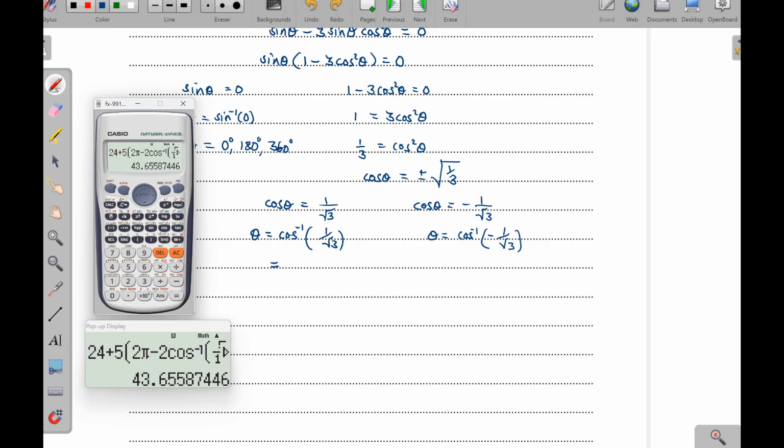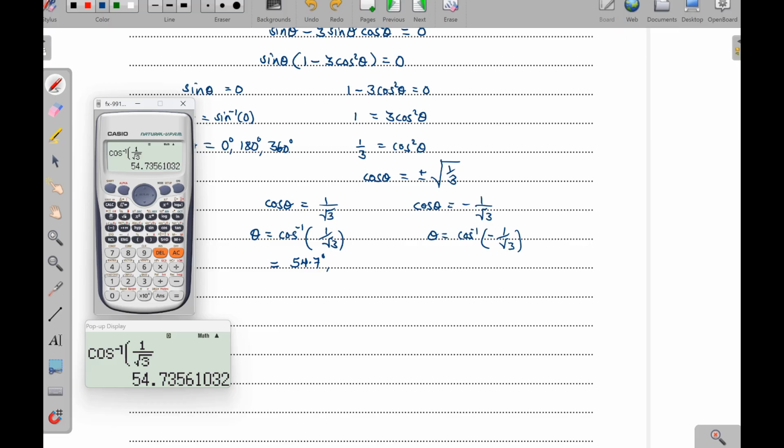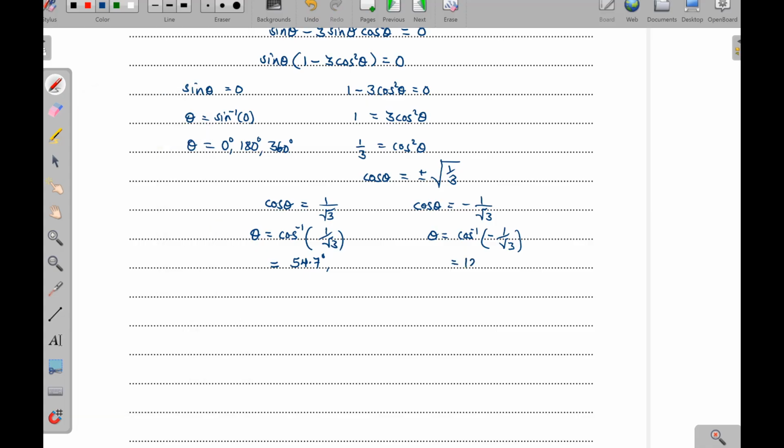Okay, so what do we get here? The calculator has to be in degrees because our domain is given in degrees. So I'll change this to degrees: shift, then mode, and then degrees is 3, then shift cos, and then we have 1 over the square root of 3. This one is giving us 54.7 degrees. Then this one here, I will just come back to this and then I put a negative there, then that is 125.3 degrees.